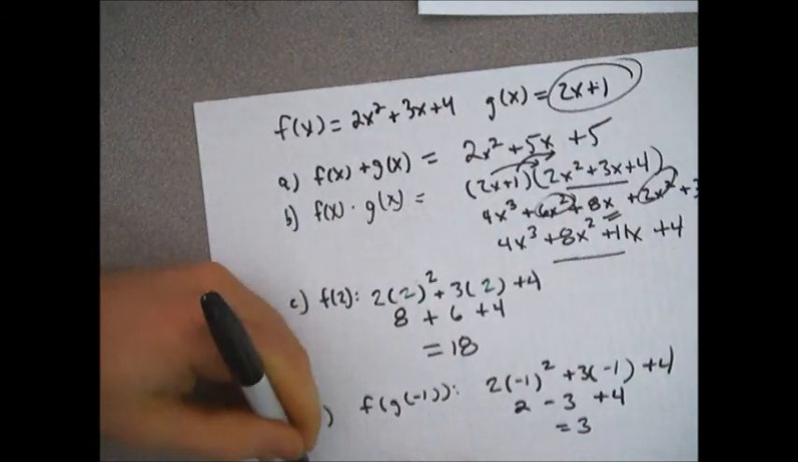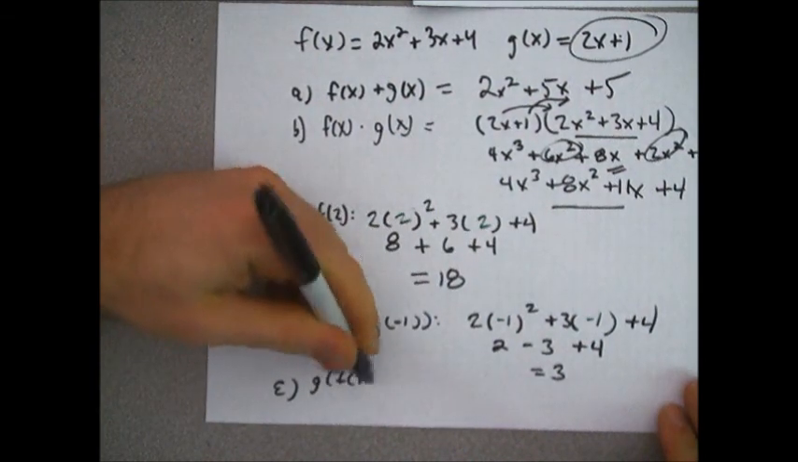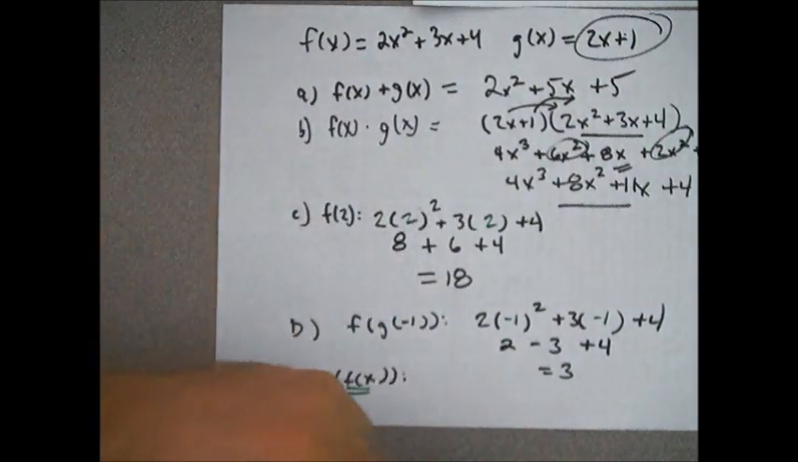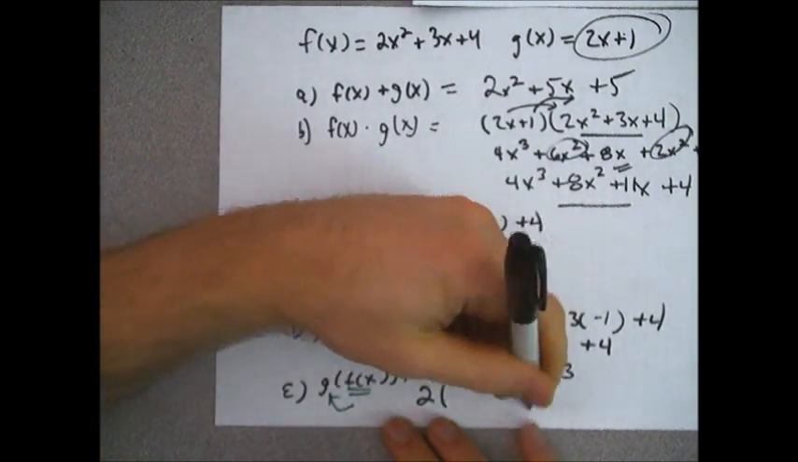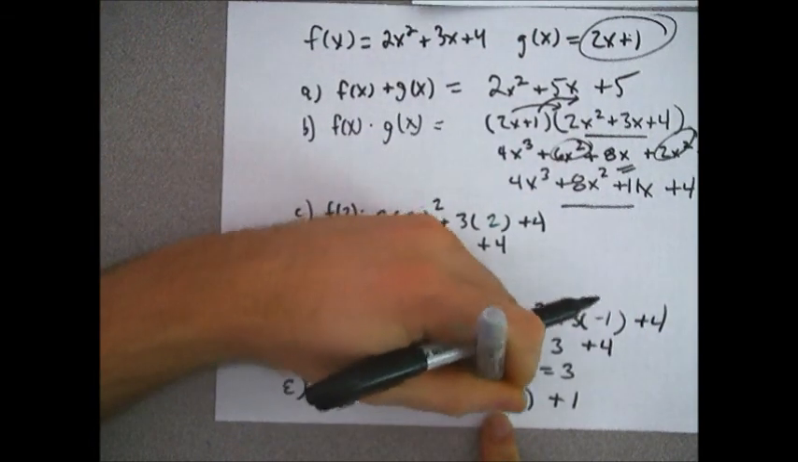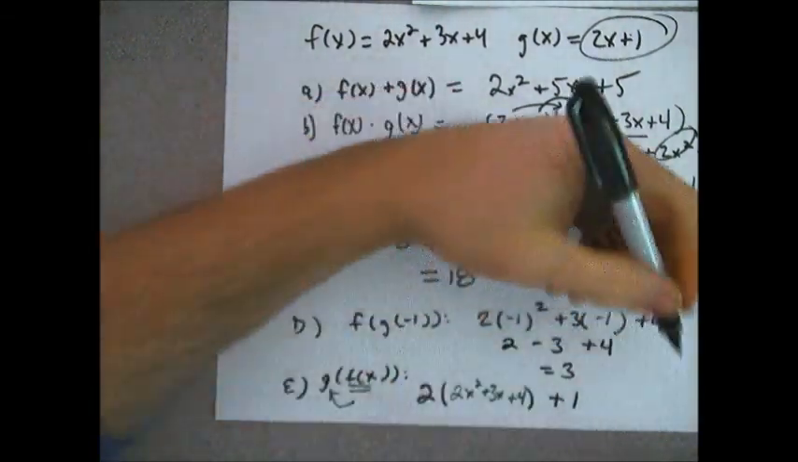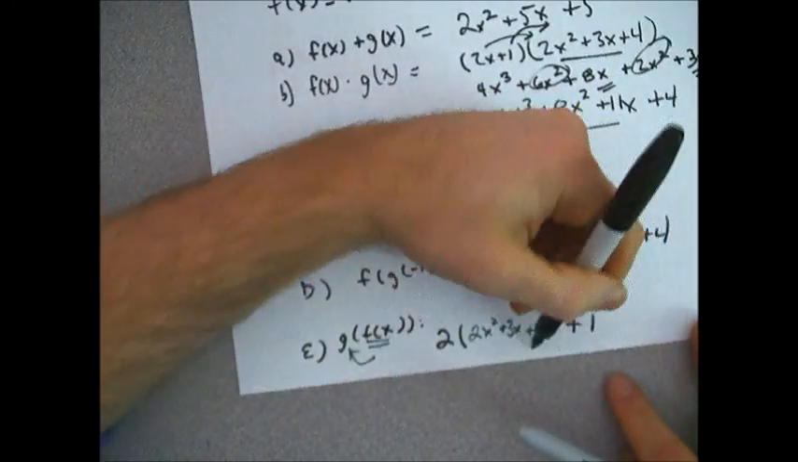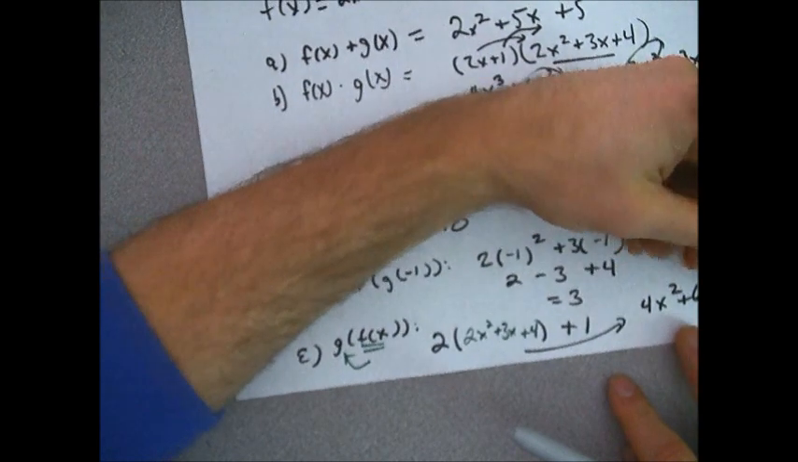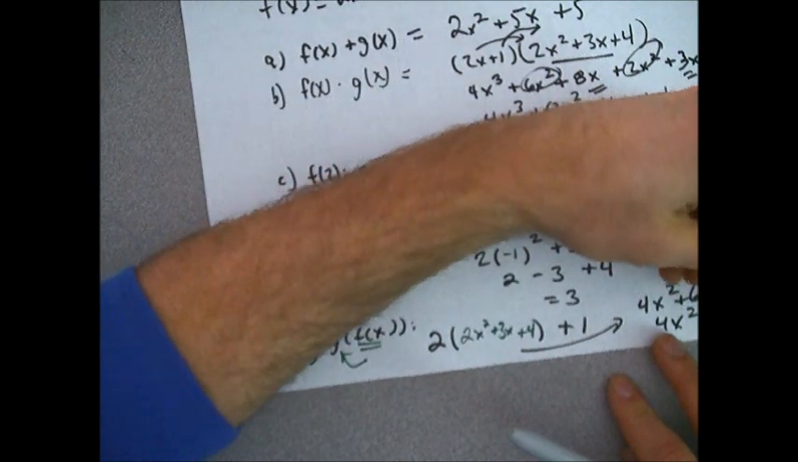Good. Last one, part E, asks for g of f of x. There's nothing to plug in here now, so I just take the whole f function and plug it into g. Let's make a blueprint for g. It's 2x plus 1, but instead of my x, I'm going to plug in 2x squared plus 3x plus 4. That's the f function, right? So then distribute. And what does that give us? I'm out of room, so draw an arrow over here. 4x squared plus 6x plus 8, plus 1, so 4x squared plus 6x plus 9.